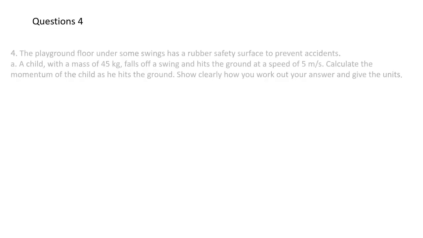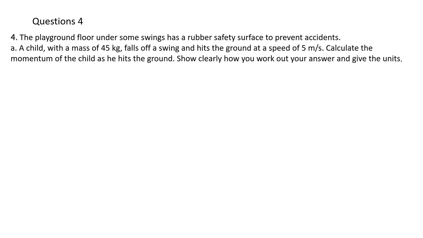Question 4. The playground floor under some swings has a rubber safety surface to prevent accidents. You know, that foamy stuff that smells disgusting, made out of old tyres. Anyway, a child with a mass of 45, it's quite a heavy child, 45 kilograms, falls off the swing and hits the ground at a speed of 5 meters per second. Calculate the momentum of the child as he hits the ground. Clearly show your working out.